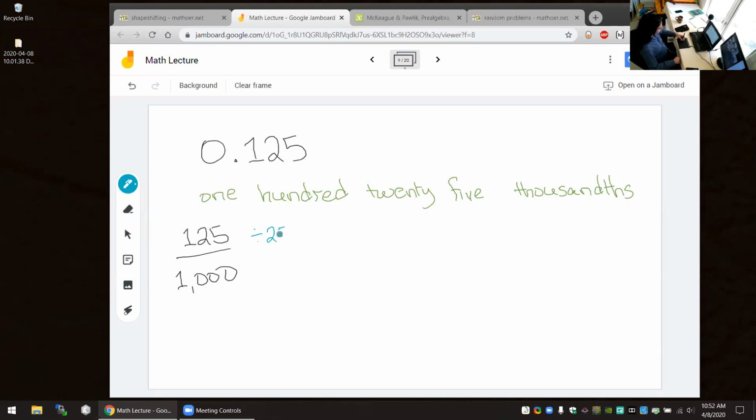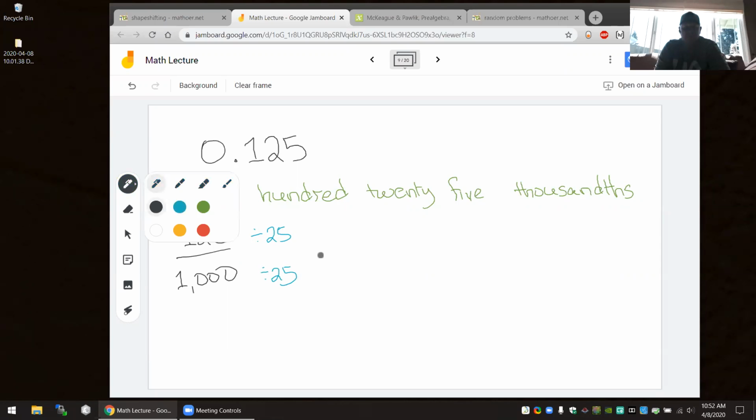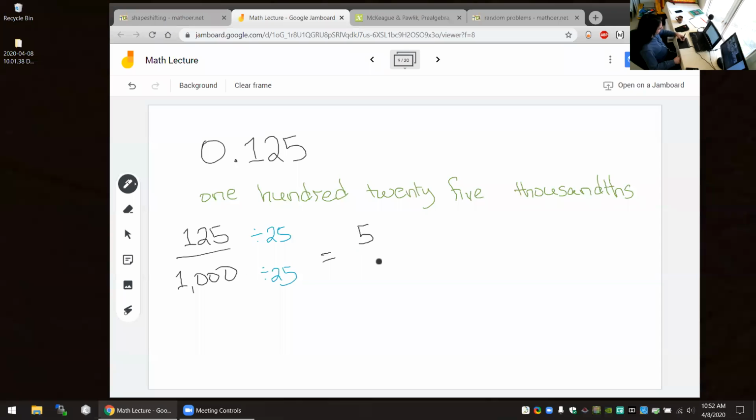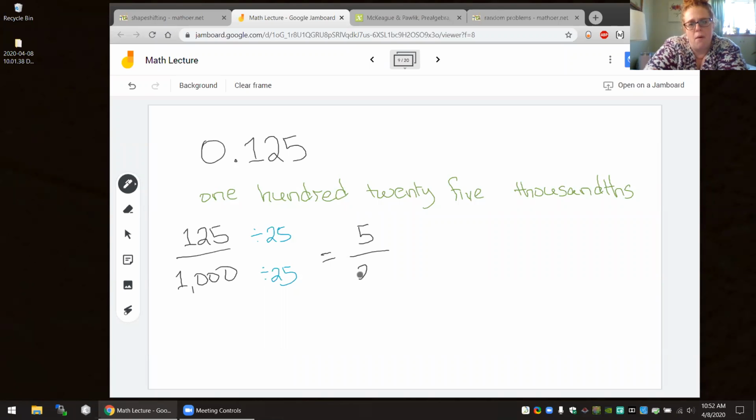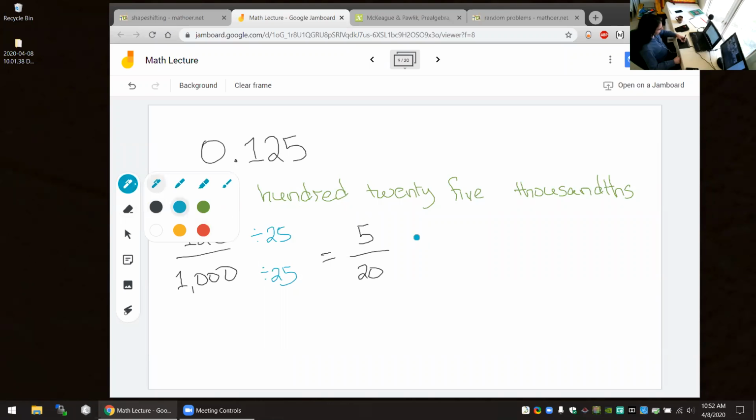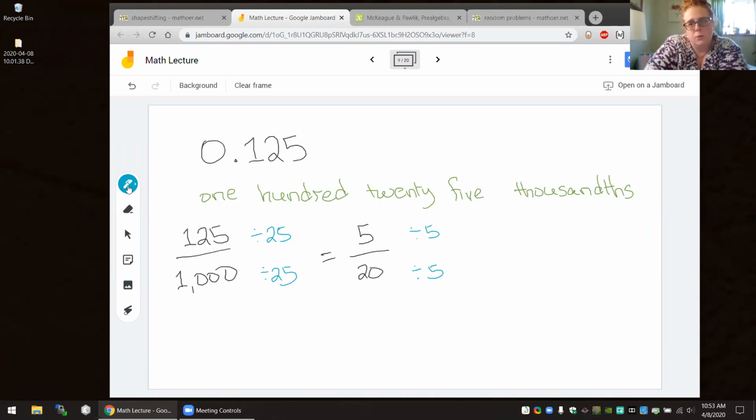So how many quarters are in $1.25 for the top? 5. And how many quarters are in $10 for the bottom? 20. So I need to keep going. 1/4. Yeah.